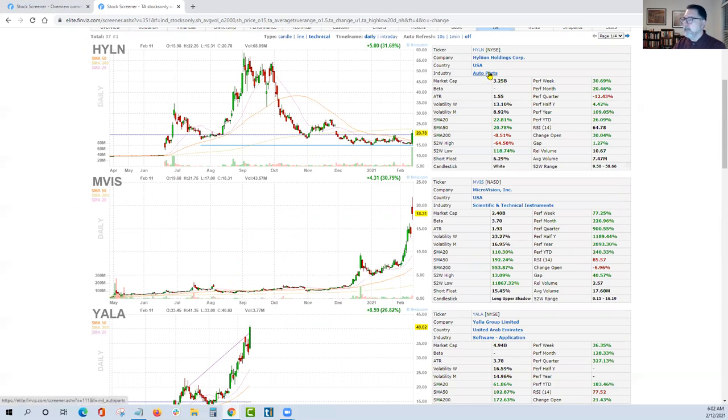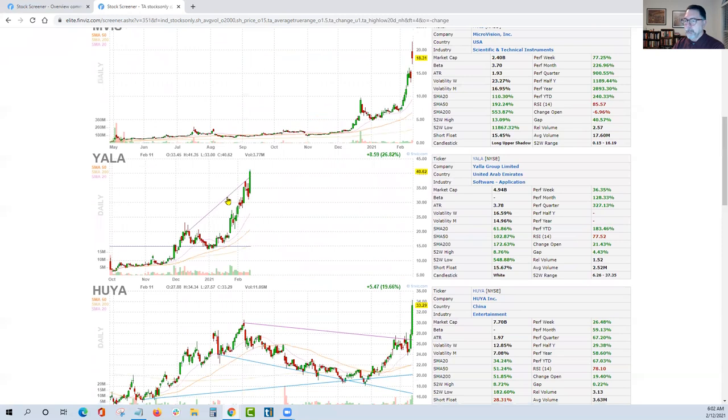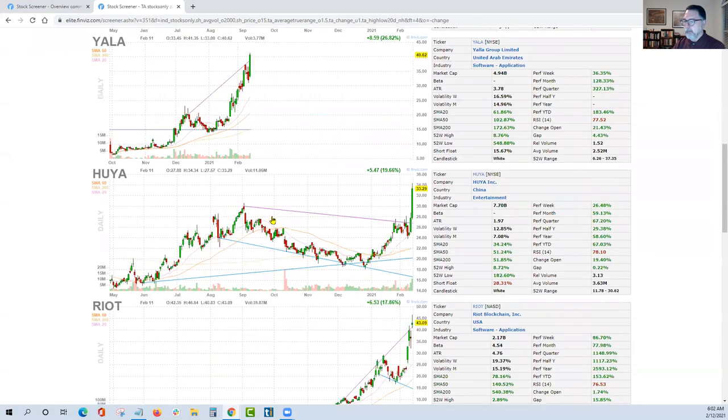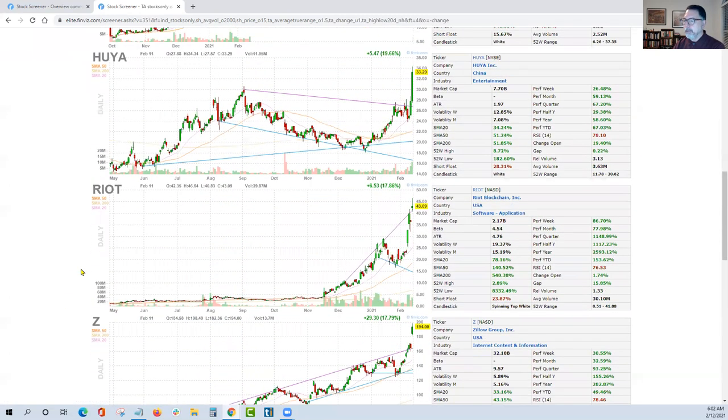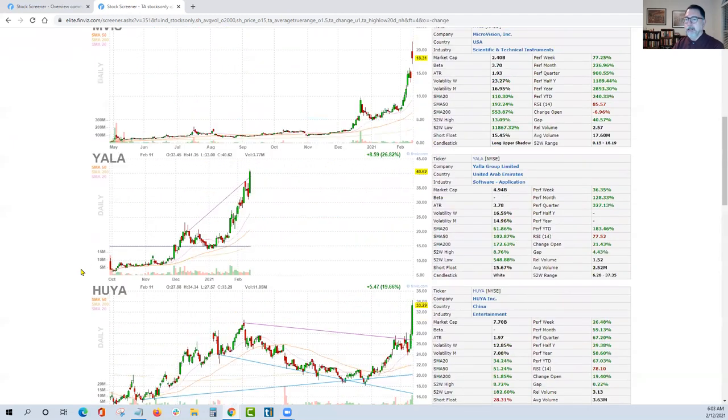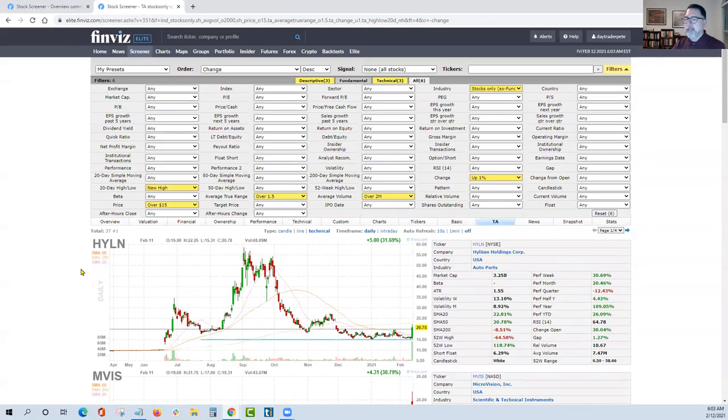So now we know that this is the auto parts industry, and we'd start to look into that a little bit deeper, or maybe just look at this stock. And a nice breakout here. And a nice breakout here. So you're starting to see where stocks and the deep pockets are starting to push it even further. However, now we can take this.